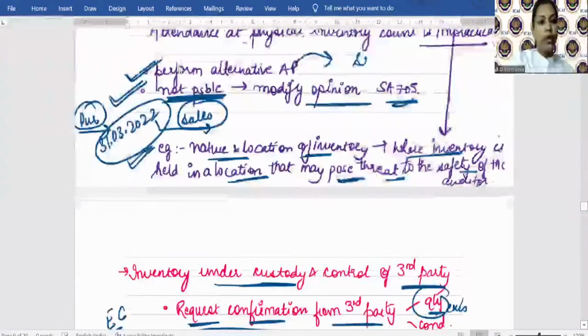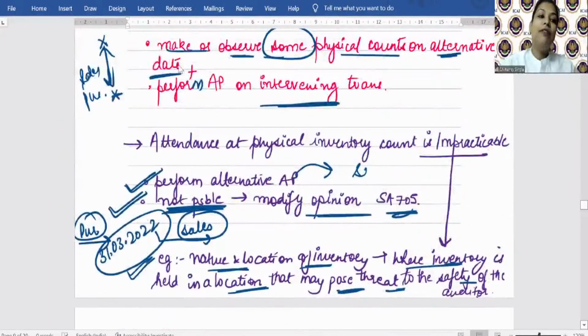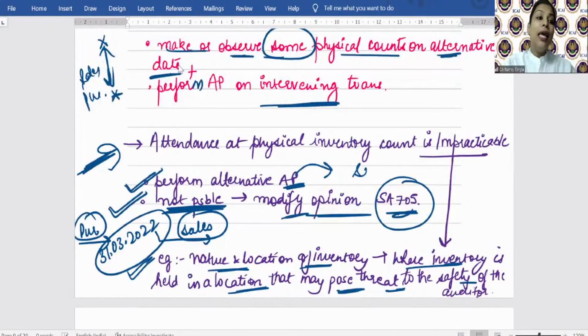Students, here one more point is there. It is saying that if it is impracticable to attend the physical inventory count, then what do you do? Alternate procedures. If even then it is not possible, then modify. Then it says that general inconvenience, like "I don't have a team, I don't have time, therefore I'm not doing it," is not an excuse to omit such a relevant audit procedure.